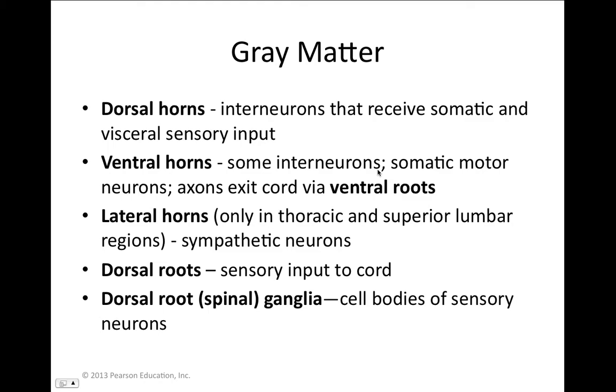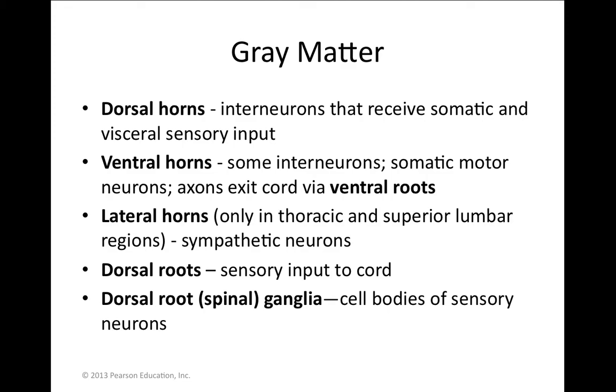So the dorsal horns are interneurons that receive somatic and visceral sensory input from the peripheral nervous system, and those would be the dorsal roots, the dorsal root ganglia, those receptors that will bring information in, synapse in the dorsal horn, and these interneurons will then relay information either to the motor for reflexes, or they'll relay information to the brain to process and decide what to do.